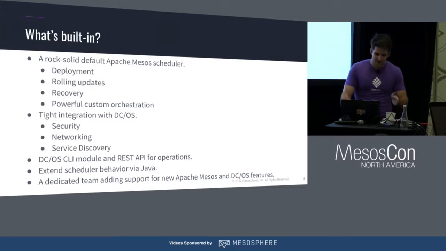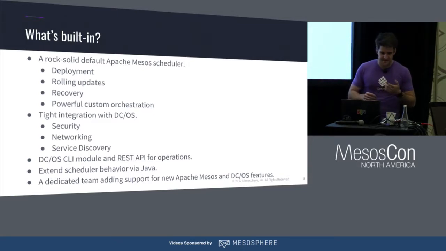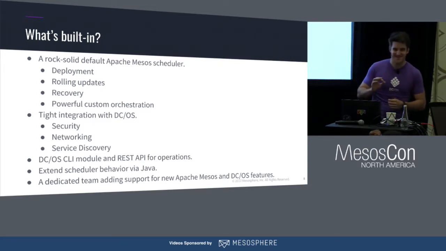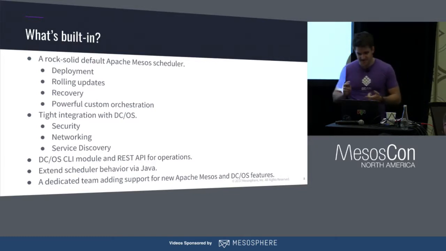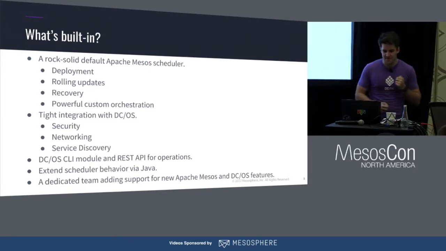So we've built an incredibly good default scheduler, right? We've written six services on top of it that we're selling to folks to run their data solutions on top of. We've gotten very good at building stateful data services with this SDK. It covers deployment, updates, recovery, and you can do powerful custom orchestration. Additionally, it tightly couples with DCOS in terms of security, networking, and service discovery.